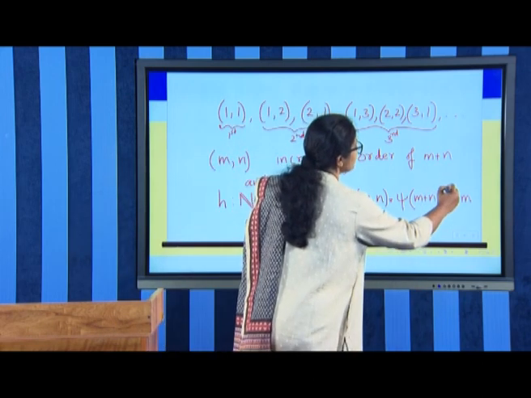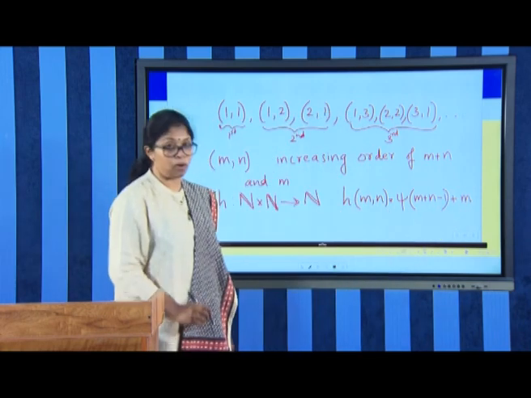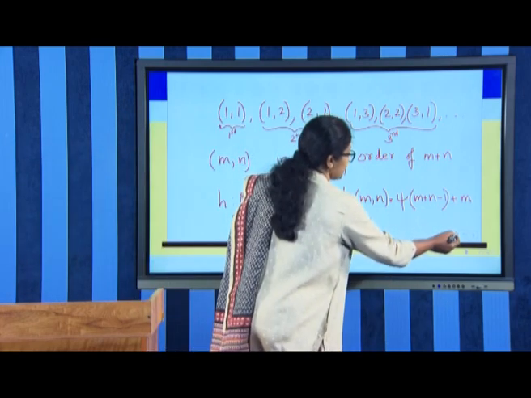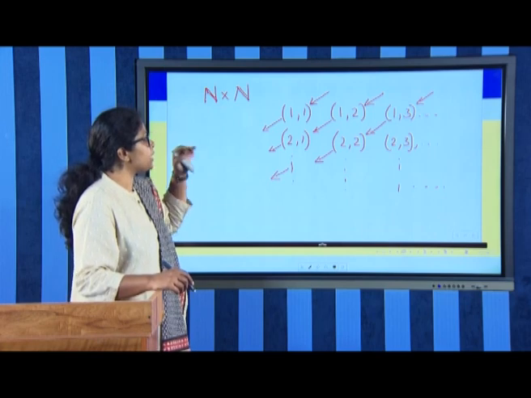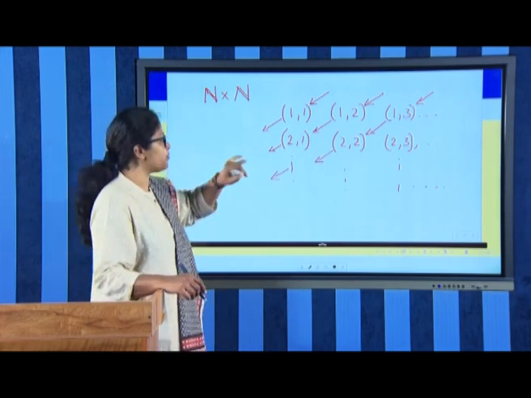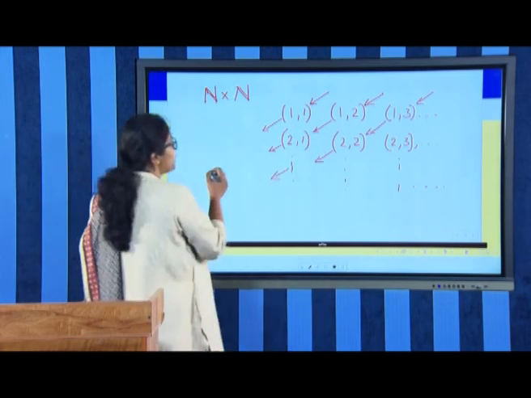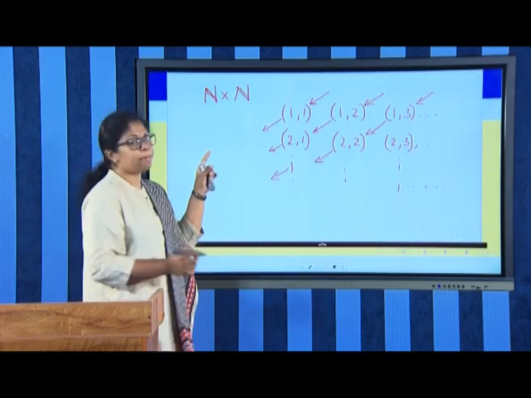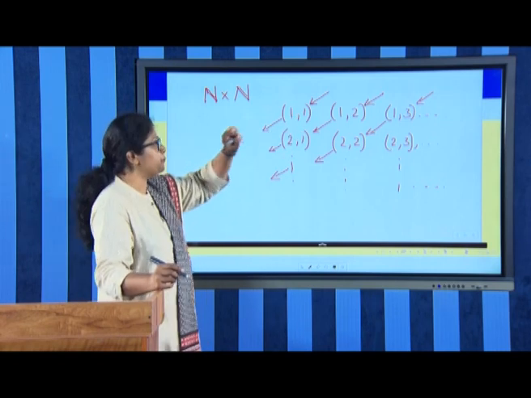Psi of m plus n minus 1 plus m, because we can see from the arrangement of numbers that an ordered pair (m, n) appears in the (m plus n minus 1)th diagonal. Say for example, ordered pair (1, 1), so m plus n is 2, and so it appears in the first diagonal.